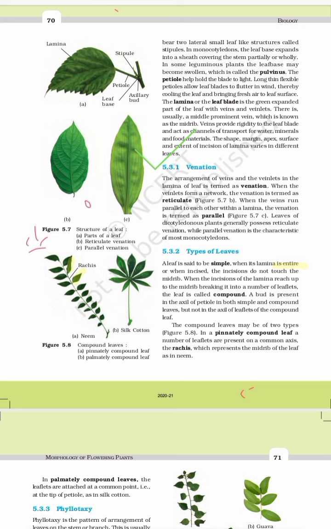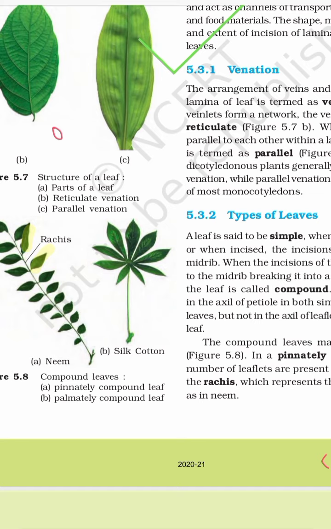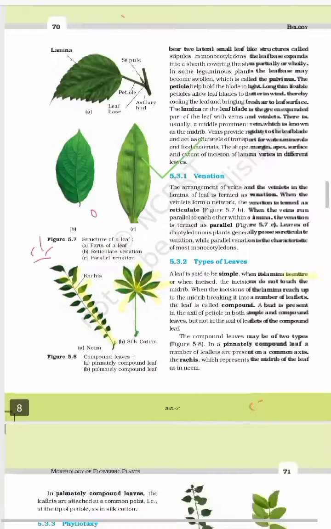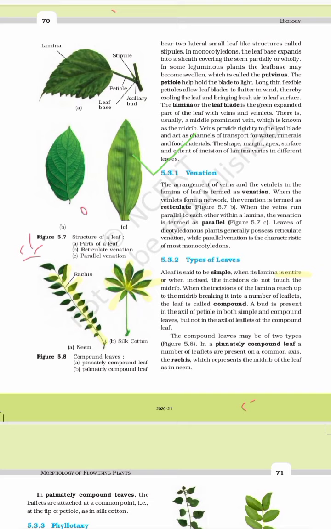As I have told you, simple means simple. Compound leaves are of two types: one is pinnate and the other is palmate. So what do we mean by pinnate and palmate? The compound leaf is a pinnate compound leaf if it has a common axis. See, you can see a difference over here. These have one common axis, whereas these leaves don't have a common axis. It grows this way, right? Which represents a midrib.